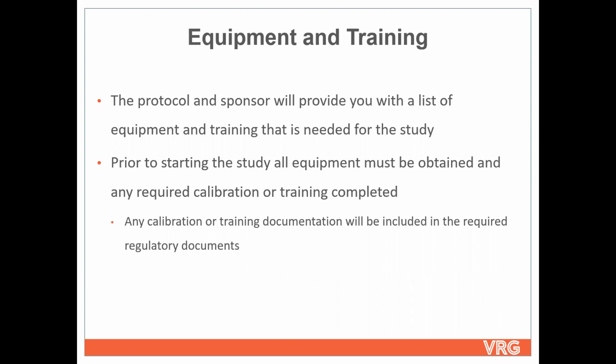So prior to starting the study, all the equipment that you will need for the study must be obtained, and any required calibration or training is completed. So if you're doing a study where you're using an MRI machine, they may require you to do a test MRI to make sure that the machine is calibrated, and they would document that you've completed that training. And all training and calibration documentation will be included in any regulatory documents.